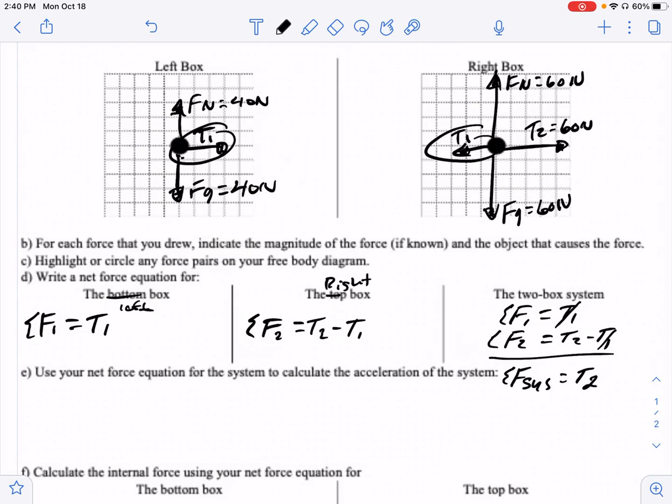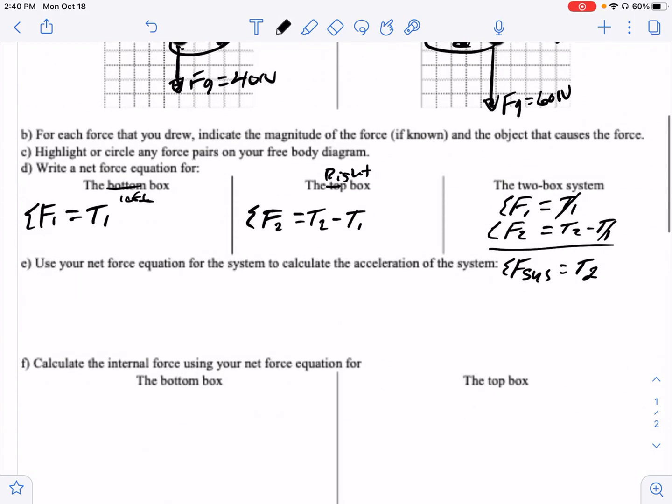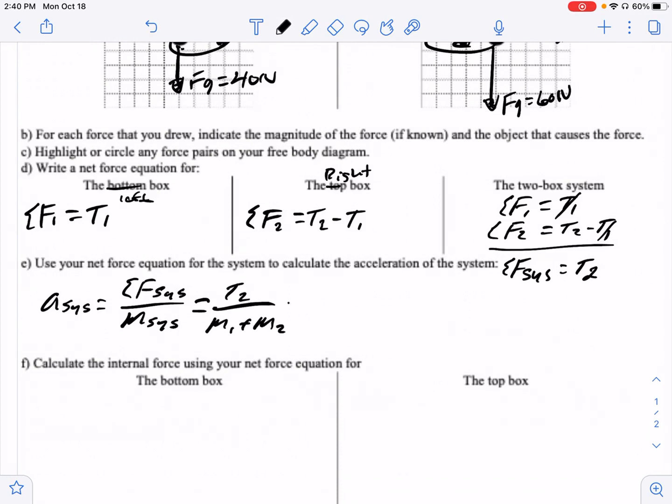Now that we have that, we're going to apply Newton's second law to our system here, and we're going to find the acceleration of my system. So the acceleration of your system is going to equal the net force on the system divided by the mass of the system. And we found our net force on the system. It was just equal to T2. And then our system is composed of two objects, so the mass of box 1 plus the mass of box 2.